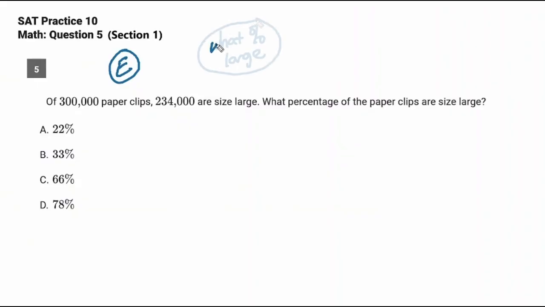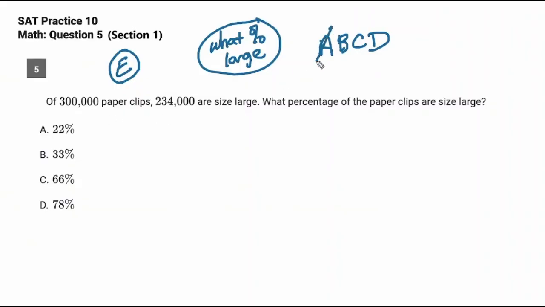So what are we looking for? The easiest way to do this problem is to ballpark. Just write down A, B, C, D. Just generally speaking, is 234,000 half, more than half, less than half of 300,000? It's more than half, so that means that A and B are gone. And then what would be 2/3 of 300,000? 66%. That'd be 200,000, right? It's more than that, so it's D. If you want to do the real math, you can.